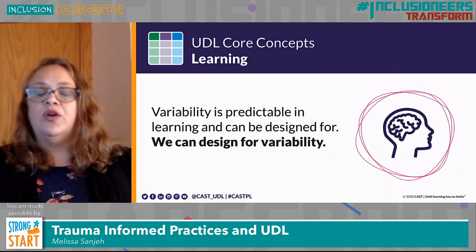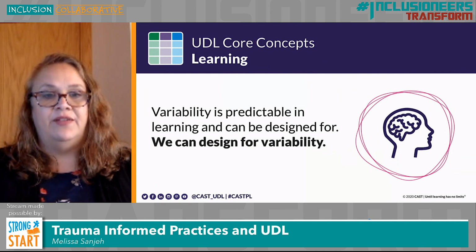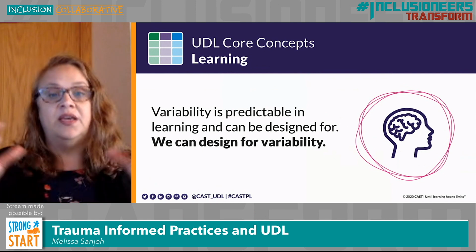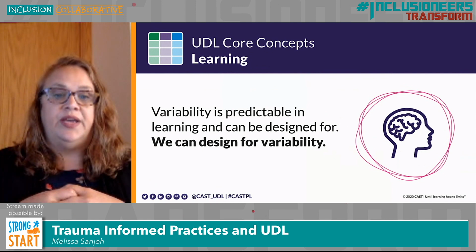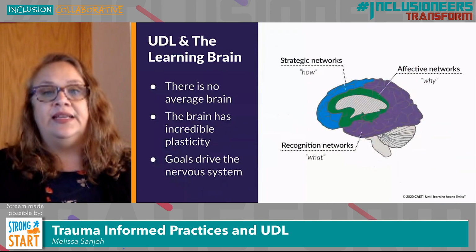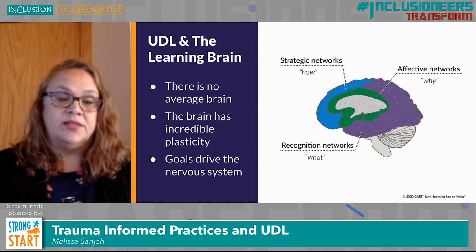And lastly, one of our core concepts is that variability is predictable and learning can be designed for. So we can design for variability within learning. This is where the rubber meets the road for UDL, and this is the foundation of the UDL guidelines. And the UDL guidelines are built on three neural networks in the brain.